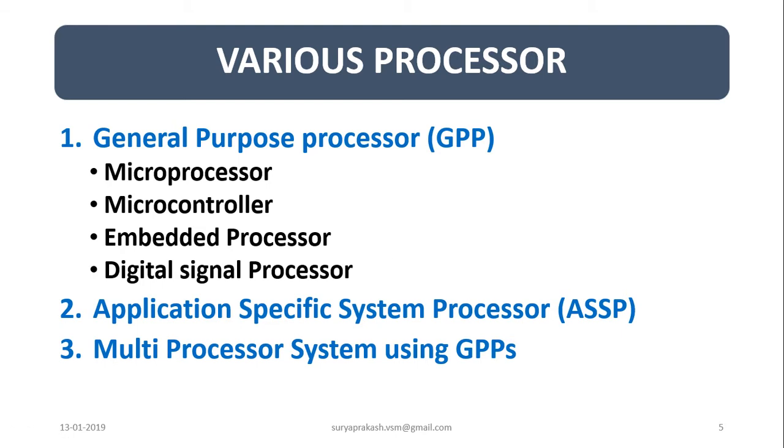Now, the various types of processors. There are three basic classifications. The first is the general purpose processor. The second is the application specific processor, and the third is the multi-processor system using general purpose processors. The general purpose processor is again classified into microprocessor, microcontroller, embedded processor, and digital signal processor.